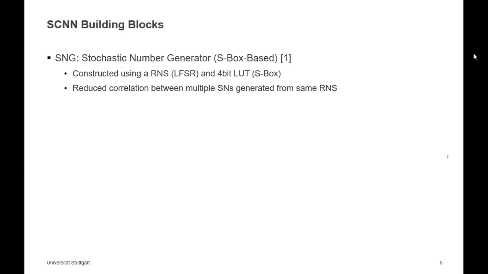Stochastic convolution neural network building blocks. These building blocks are the components that are used to construct each layer within the stochastic convolution neural network. They are listed in the order of data propagation within each layer. Stochastic number generator. This is the source of stochastic numbers within the stochastic convolution neural network. All the trained parameters and the input pixels, which are in binary, are converted to their equivalent stochastic numbers. It is constructed using a random number source, which is a linear feedback shift register, and a 4-bit lookup table, which is also called SPOCs. The advantage of using this number generator over the other available ones is that it has reduced correlation between multiple stochastic numbers generated from the same random number source.